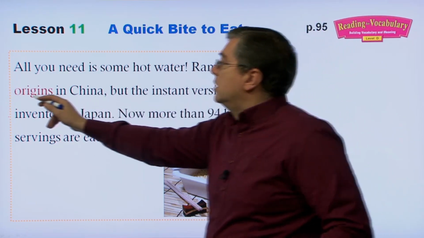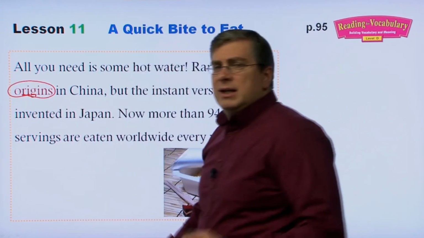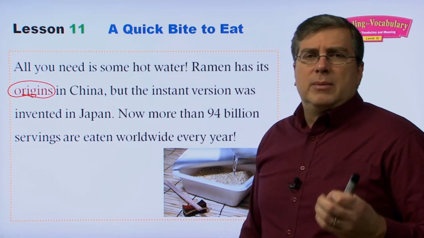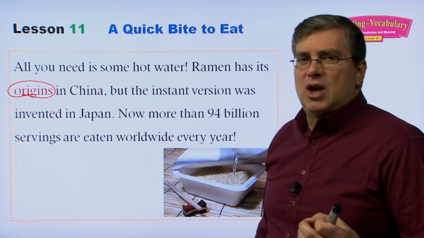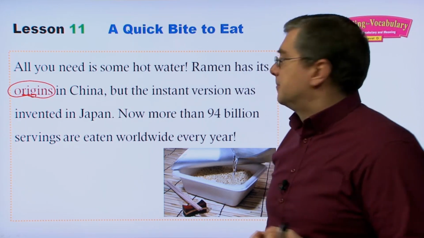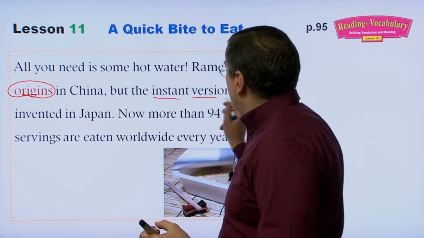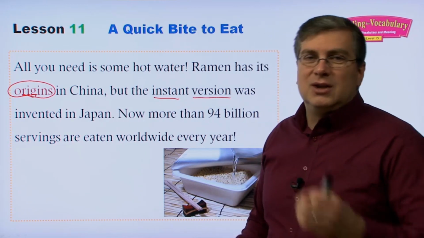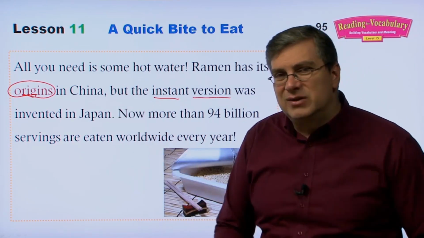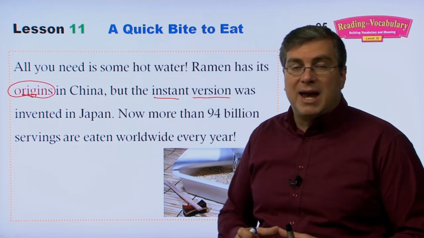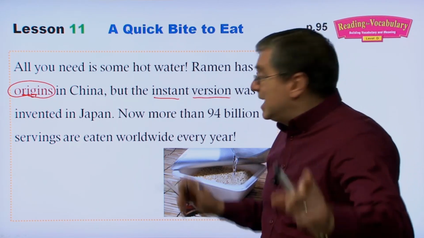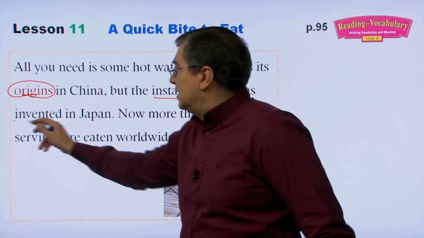Ramen has its origins in China. It means the idea of ramen, right? The basic food was invented in China. That's where it got started. But the instant version, so ramen in China, what they're talking about is not the instant version. It's probably the version that takes a little bit longer to make, more preparation. The instant version was invented in Japan.